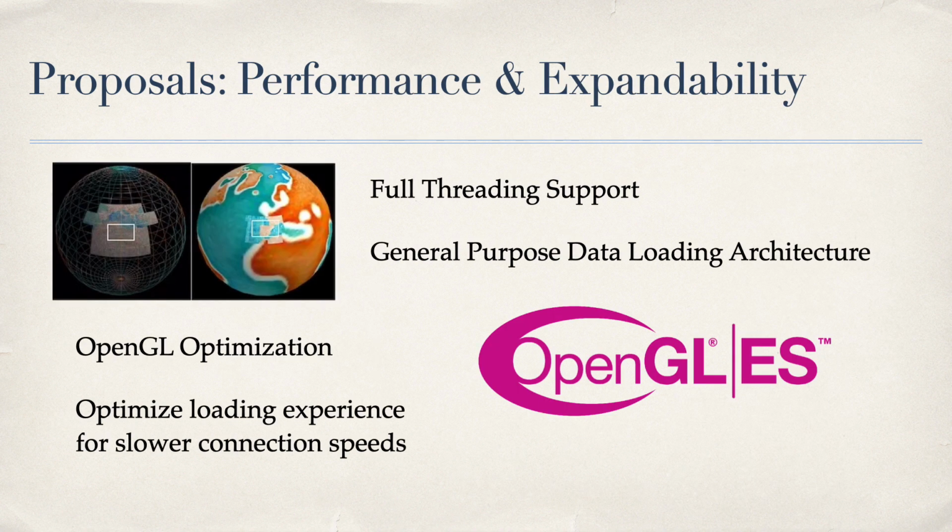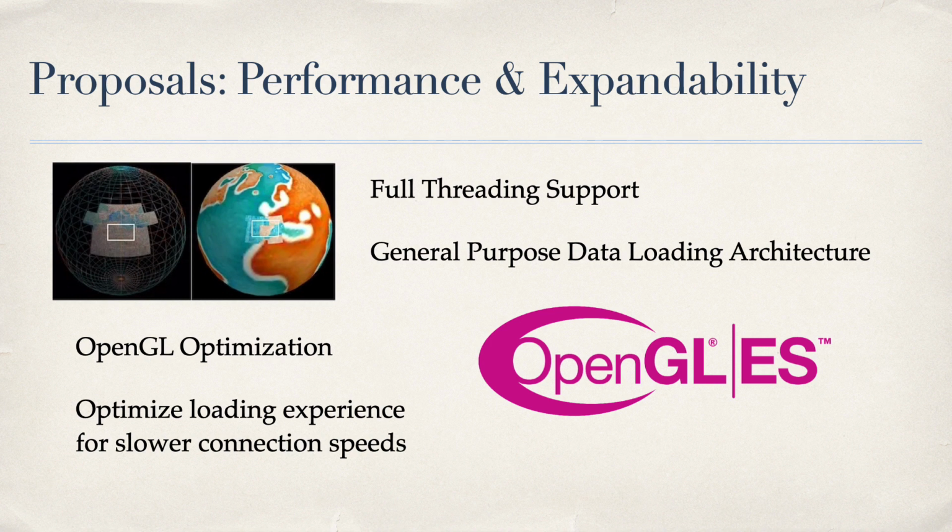All right, there were a set of proposals for performance and expandability. As I said before, the threading support, we turned that into a proposal because we didn't get to it in this project. And then we also proposed a general purpose data loading architecture based on the one we have in Whirly Globe. What this means essentially is that currently MapLibre Native in particular really only reads GeoJSON and vector tiles, and you can try to shoehorn other stuff in there, but it's a little difficult.